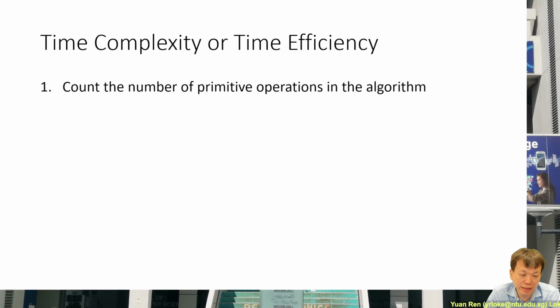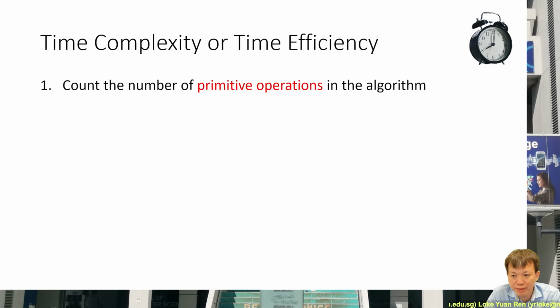What they actually do is count the number of primitive operations in the algorithm. So what are the primitive operations? It can be, for example, you make a declaration, you declare some variable. It will cost some time to create that variable. So that one will take time.